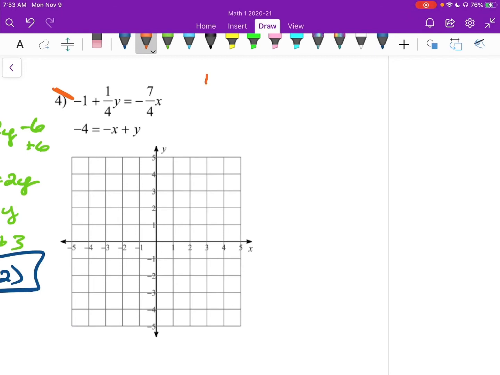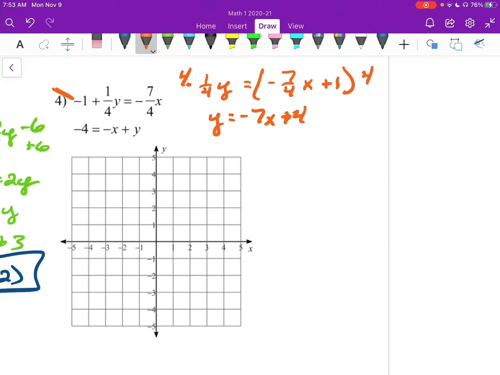So I'm going to have 1/4 y equals -7/4 x plus 1, right? It was a -1, now it's a +1. That 1/4 y, I can't have that. I'm going to multiply everything by 4. So I'm going to have y equals -7x plus 4.